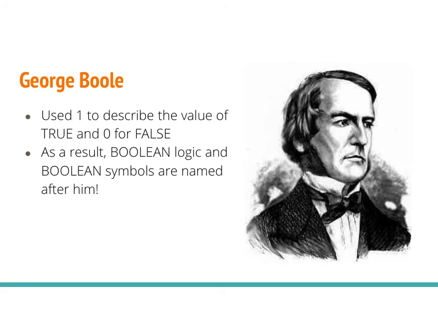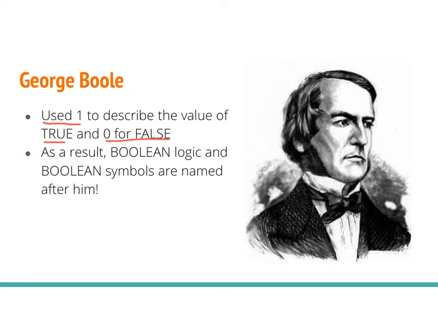Now, the next man in history that you need to know is a man by the name of George Boole. And George Boole is so important because he basically helped us to design and create machine language. We know that computers can only read on and off, true and false switches, because they cannot interpret meaning behind anything. And George Boole came up with the idea of using a 1 to describe the value of true and a 0 to describe the value of false.